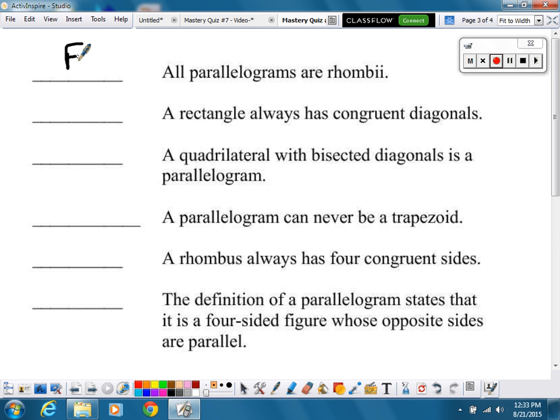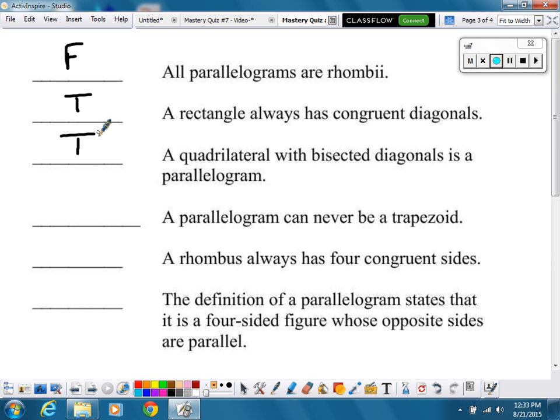A rectangle always has congruent diagonals. That would be true. Carpenters use that all the time to see if windows and doorways are square and all that good stuff. So the diagonals of a rectangle are always congruent. Next, a quadrilateral with bisected diagonals is a parallelogram. That is true. If the diagonals of your quadrilateral cut each other in half, that is part of a parallelogram, and that's true for squares and rectangles and all those things.